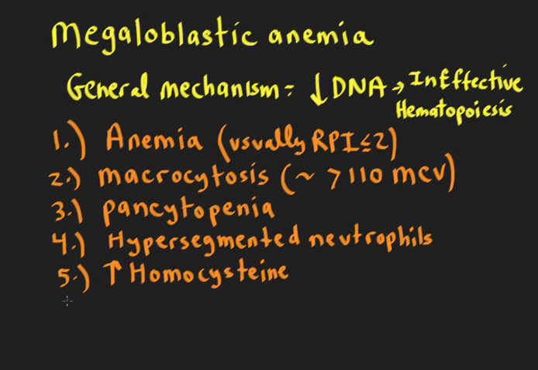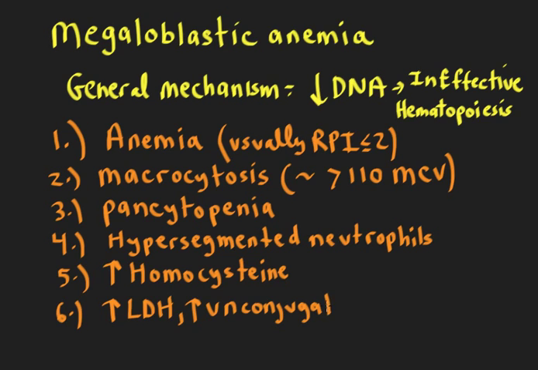And because there's a maturation defect, as we discussed, there's going to be some intramedullary hemolysis, so you're going to get a little bit of an increase in hemolytic products in the blood. You might get a little bit of increase in lactate dehydrogenase. You also might see an increase in unconjugated or indirect bilirubin.